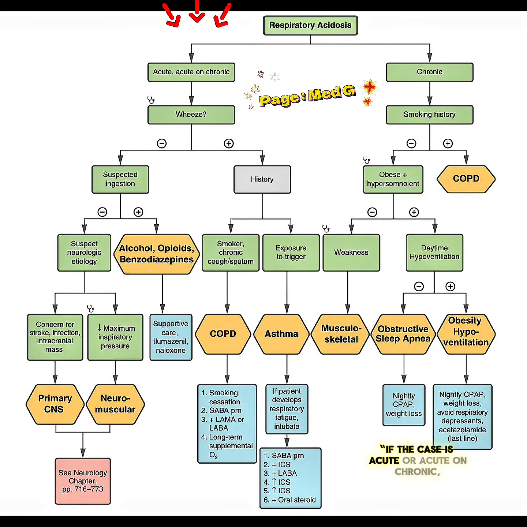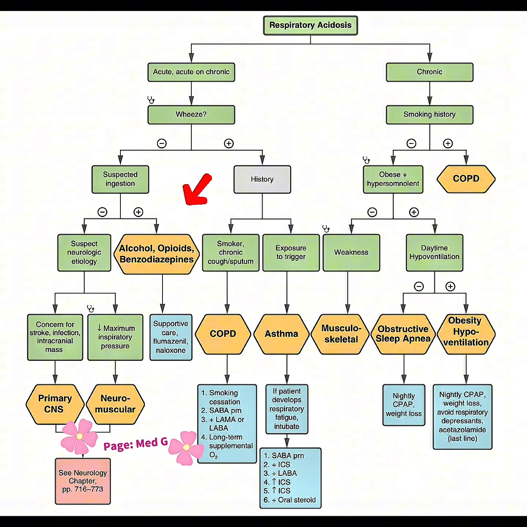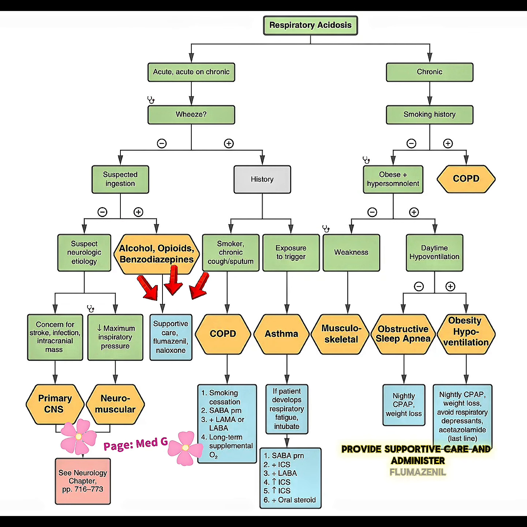If the case is acute or acute on chronic, ask, is there wheezing? If no wheezing is present, consider possible ingestion of sedating agents. If ingestion is not suspected, think about neurologic causes. If ingestion is suspected, the likely culprits are alcohol, opioids, or benzodiazepines. Provide supportive care and administer flumazenol or naloxone as appropriate.